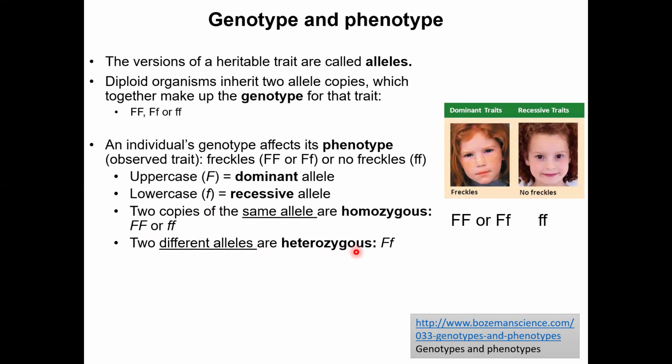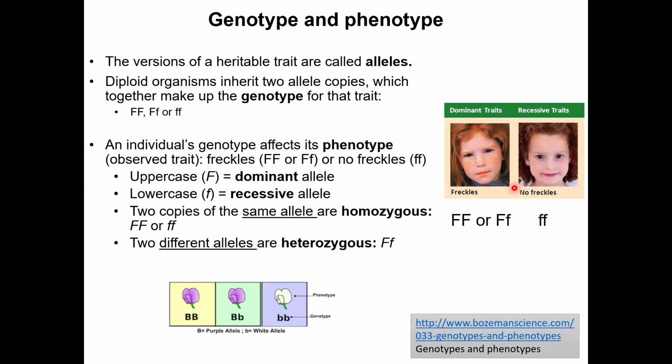So this is an example. If it's freckles versus no freckles, freckles might be dominant over no freckles. And this is another example where if you have one dominant allele, it shows that characteristic more than the recessive phenotype. So it's just a matter of keeping track of what is a phenotype and what is a genotype.